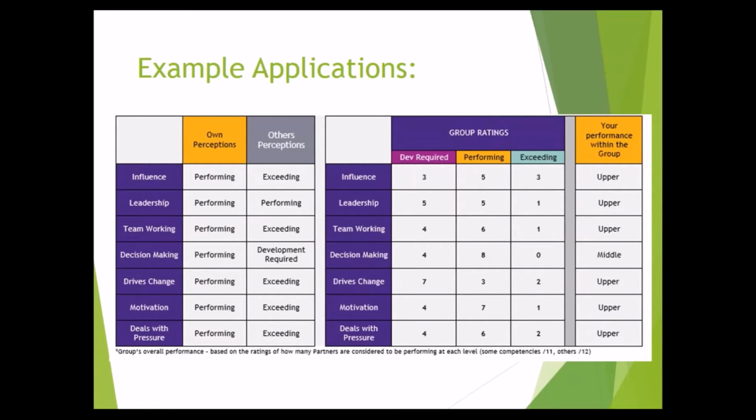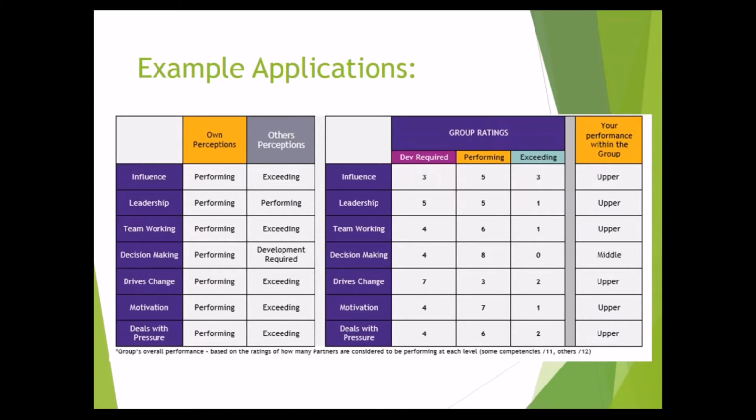And that's what we find in this table here. So this is analysis looking at the individual respective of the team. The columns towards the left say own perceptions, and this individual considers themselves to be performing on all. Others' perceptions, as a group, most of the other people have suggested that actually they are exceeding on some areas and other areas perhaps need more development.